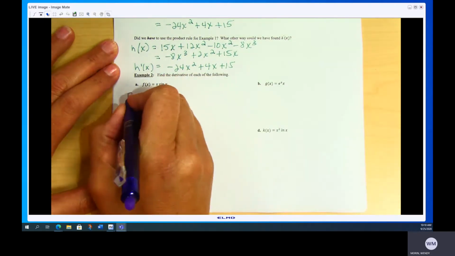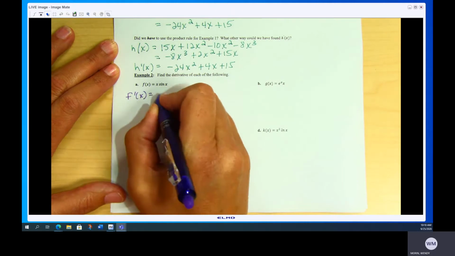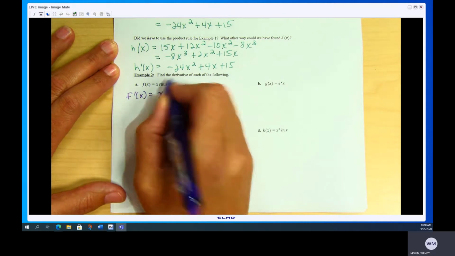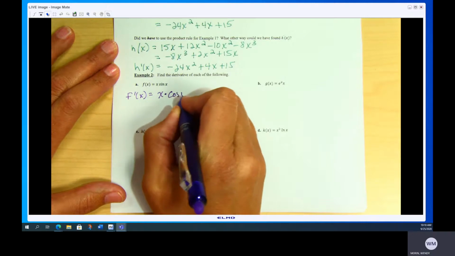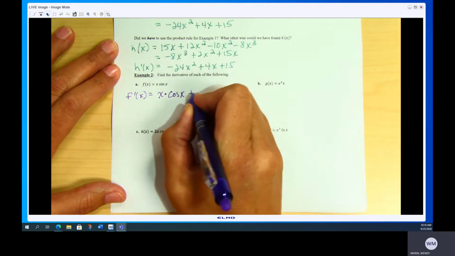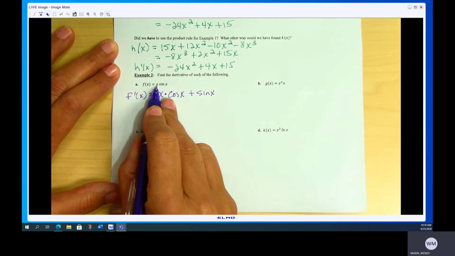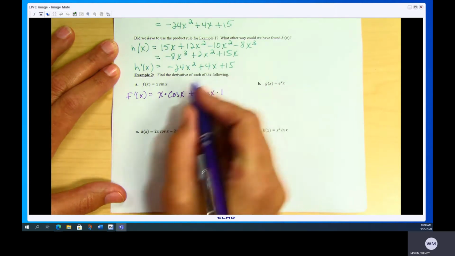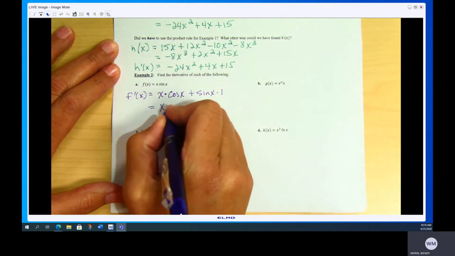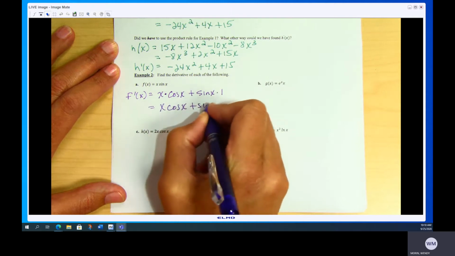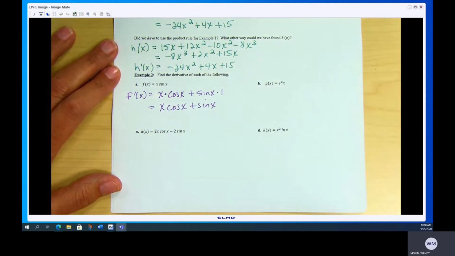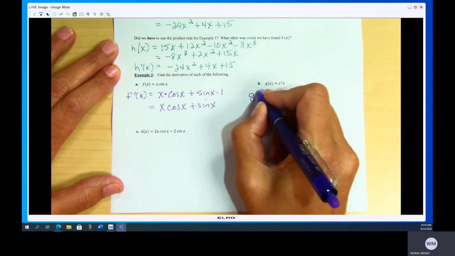Okay, so here we go. F prime of x equals the first times the derivative of sine, which is cosine. You should have that memorized, plus the second times the derivative of the first, which is 1. So your answer is x cosine of x plus sine x. Go ahead and try B. Stop the video and try B. And now check your answer.